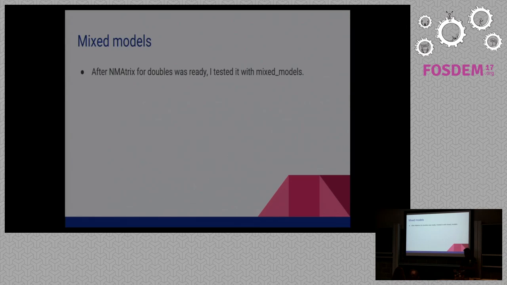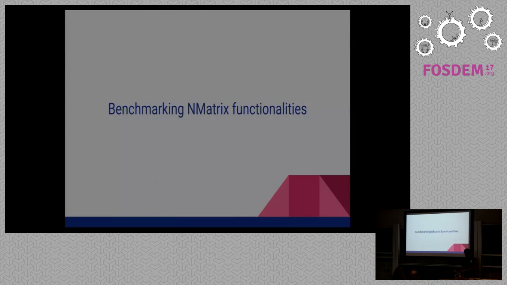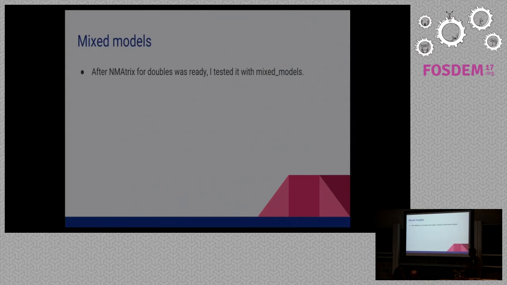Next, 15,000 is not a very large matrix, right? Yeah, 15,000 by 15,000, which is 225 million elements. There's another gem, mixed models, that relied on NMatrix. And by porting NMatrix, I ported this library to JRuby too. And so you can model your data in JRuby now.